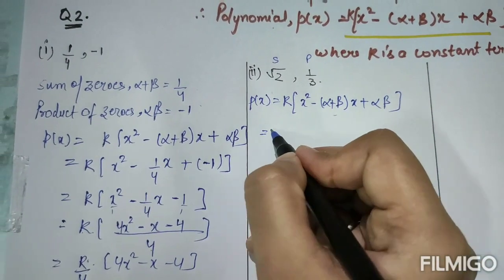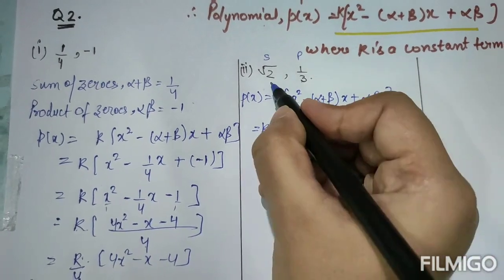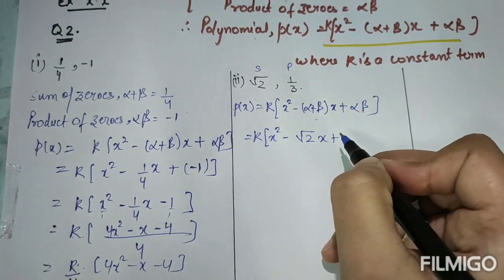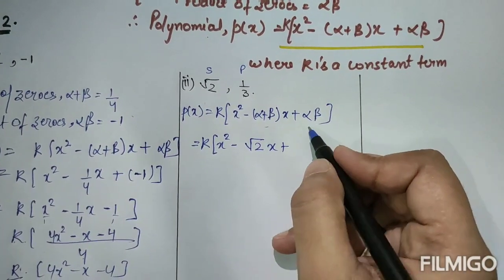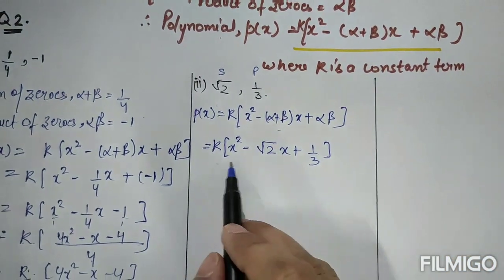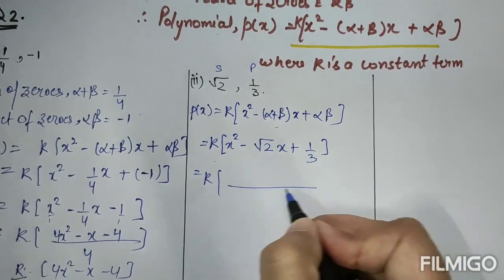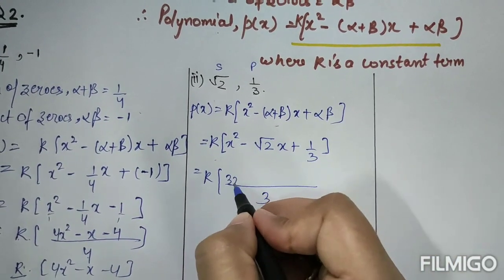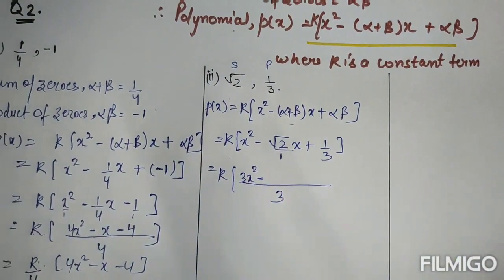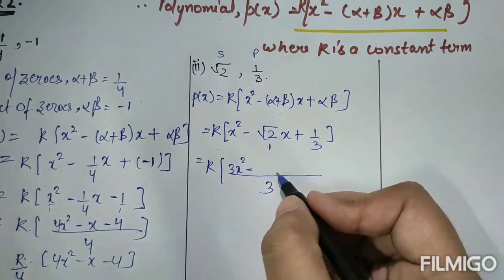Clear? So k x square minus, what is the sum here? Root 2 x plus the product, that is 1 by 3. Now again you have to take the LCM. So it will be 3x square minus, now here the denominator is 1, 1 times 3 is 3, and 3 multiplied by root 2 will be 3 root 2.